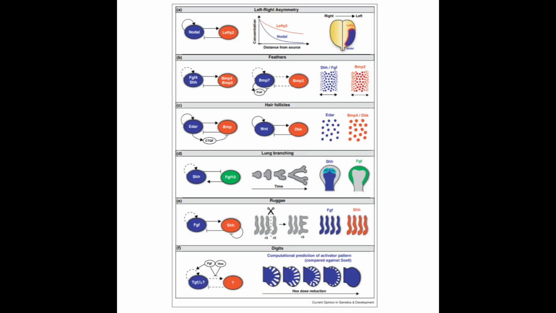This isn't the only example of a morphological pattern established by a Turing mechanism. Feathers, hair follicles, the branches of your lungs, the ridges along the roof of your mouth, and even the patterns of your fingers were first established as spots and stripes produced by Turing mechanisms.